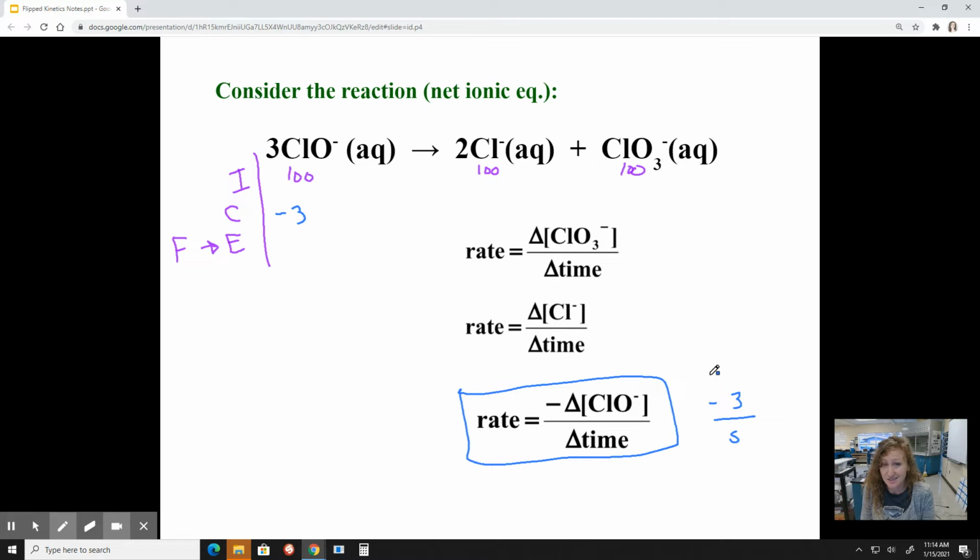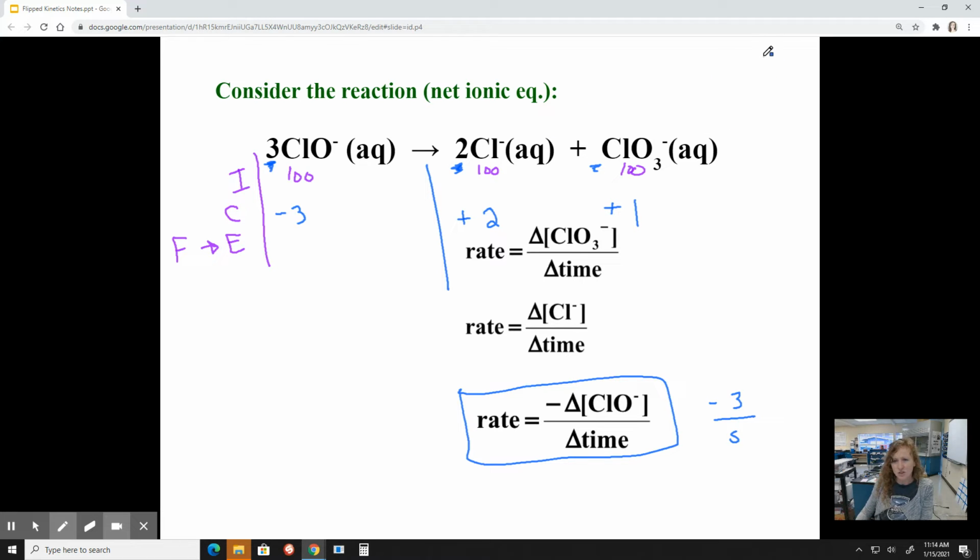Well, is that consistent if I look at the other two things in my reaction? Let's find out. If I use 3 of my hypochlorite ion, how many chloride ions am I going to make? I'm going to make 2, right? That's what these coefficients mean. If I use 3 of this one, I am going to make 2 of this one and 1 of this one. Okay, so this tends to kind of blow our minds once in a while.